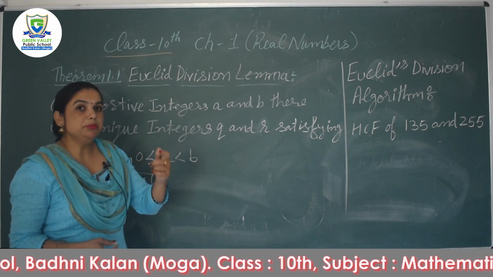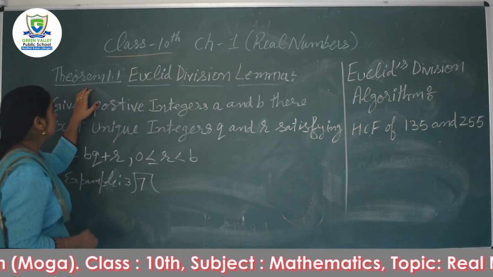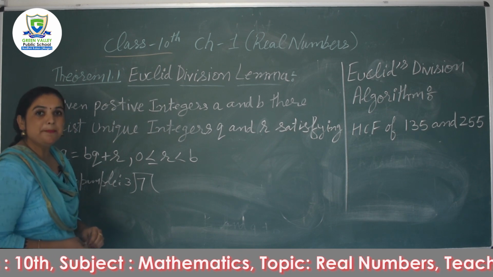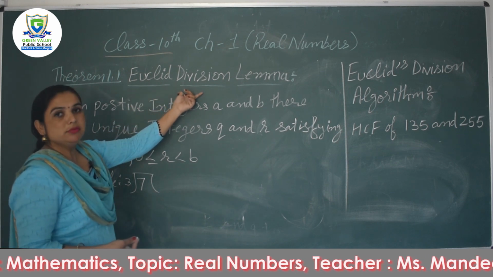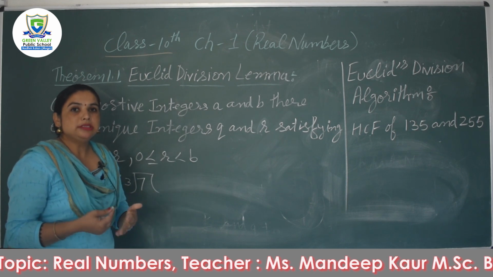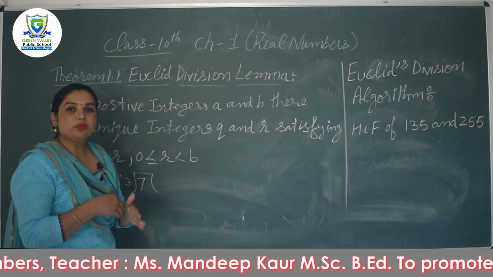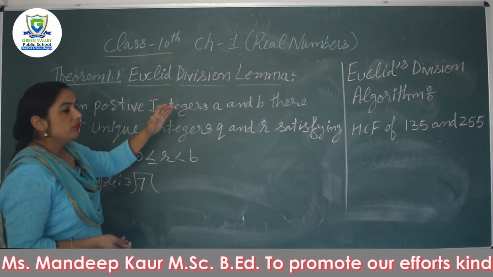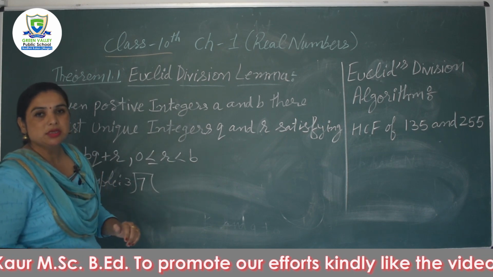Here we'll discuss some theorems of this chapter. Very first I am going to discuss theorem number 1.1, that is Euclid's division lemma. Euclid is the name of a mathematician, and division is something we have been learning from previous classes, from the second or third class. Lemma means some result which we have to learn how to use further. For this, first we should know the definition or statement of this lemma.